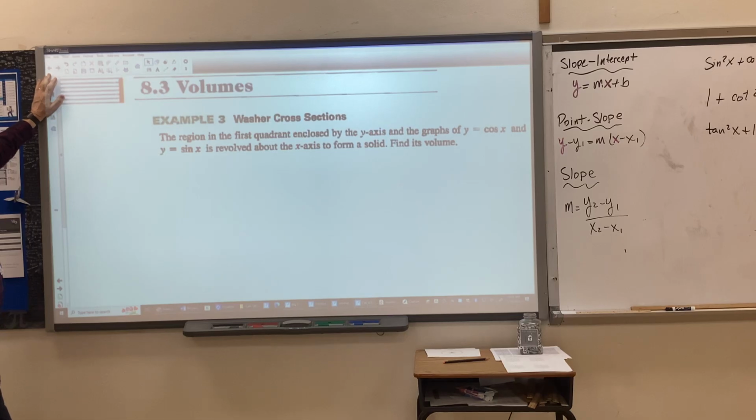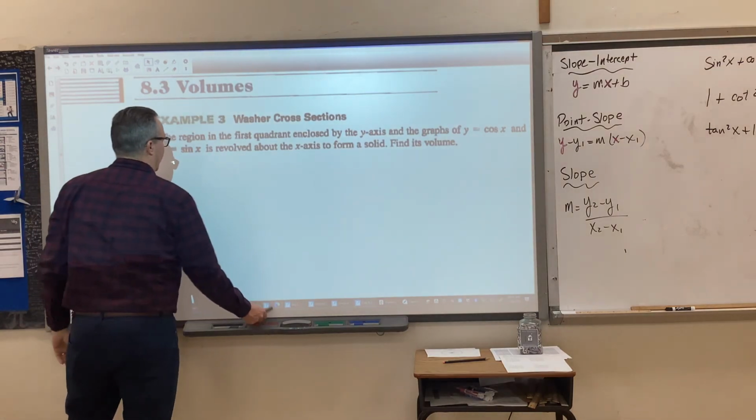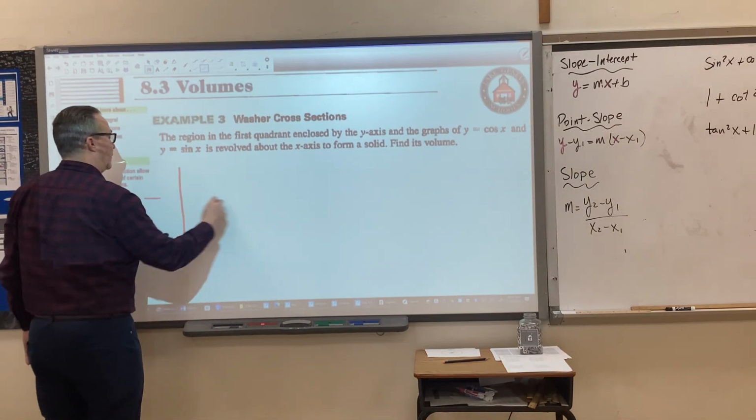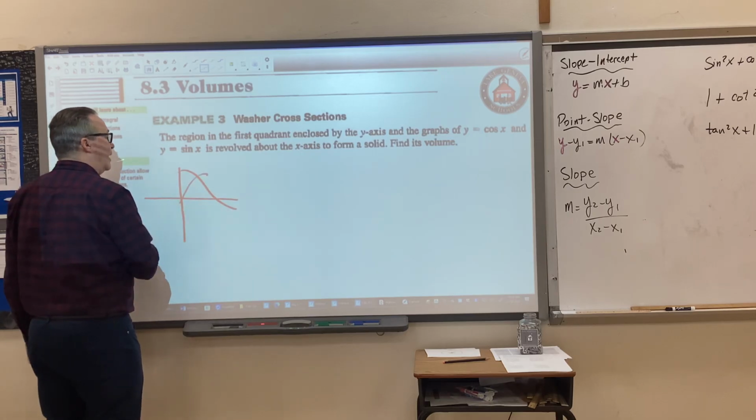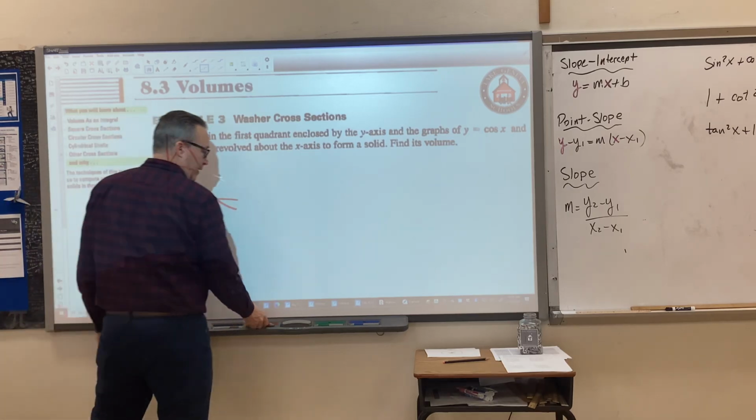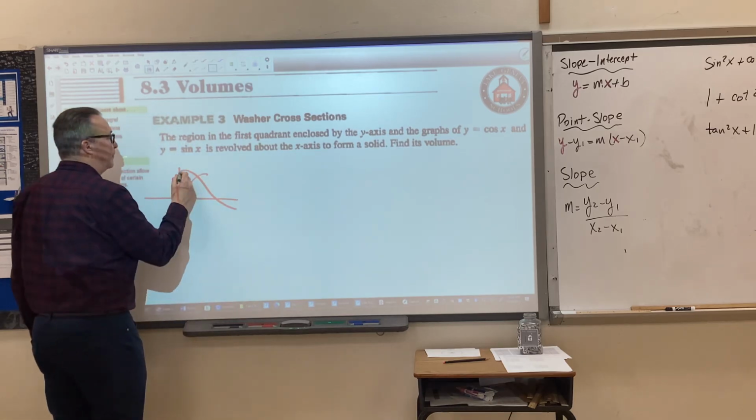In the first region, enclosed by the y-axis and the graphs of y equals cosine of x and y equals sine of x, revolved about the x-axis to form a solid. So cosine looks like this, sine looks like that. So this is the shaded area.